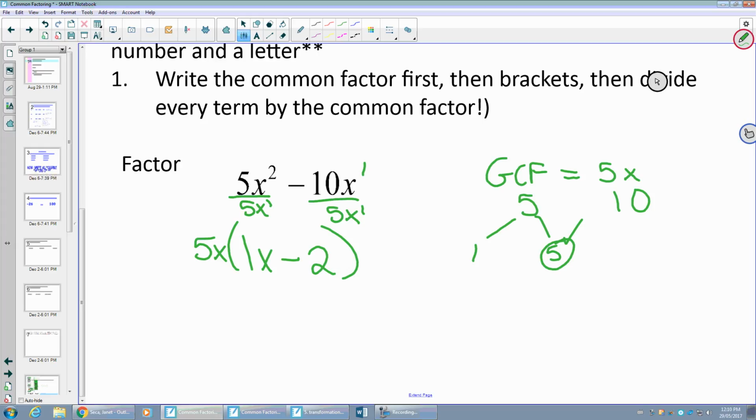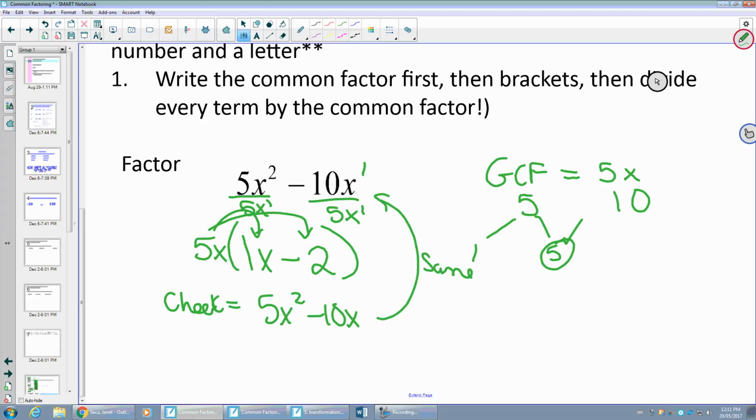Now, to check my answer, you can technically do this entire unit and get perfect on it if you check your answers. How do I do that? I check it using the distributive property. So here's my check. I would take 5x, multiply it in, 5x squared. 5x times negative 2 gives me negative 10x. And you should get the exact same answer. These should be the same.